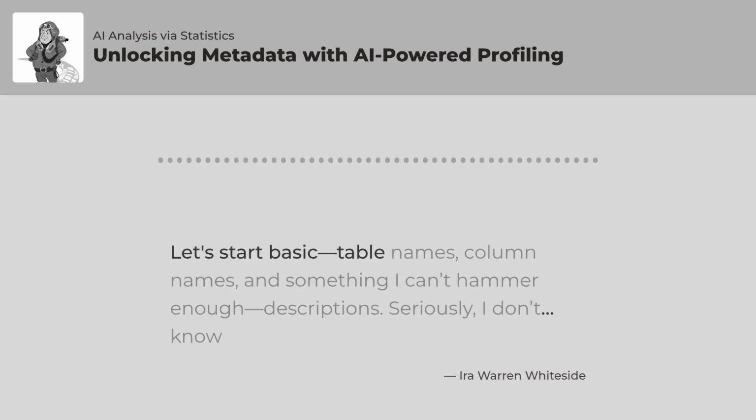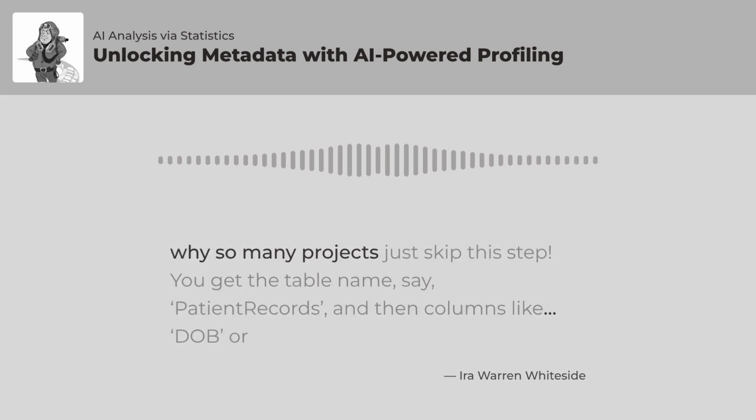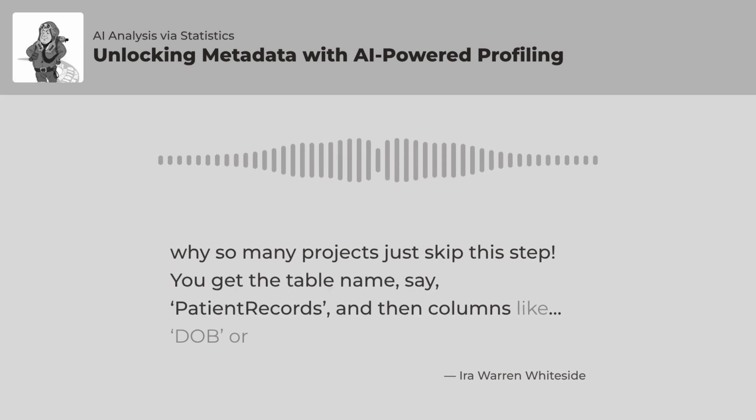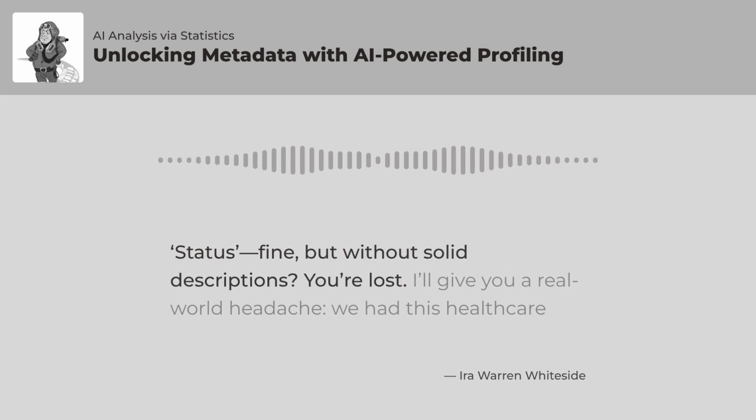Let's start basic. Table names, column names, and something I can't hammer enough: descriptions. Seriously, I don't know why so many projects just skip this step. You get the table name, say patient records, and then columns like DOB or status. Fine. But without solid descriptions, you're lost.